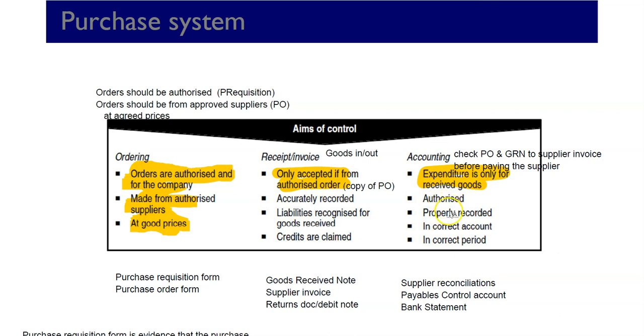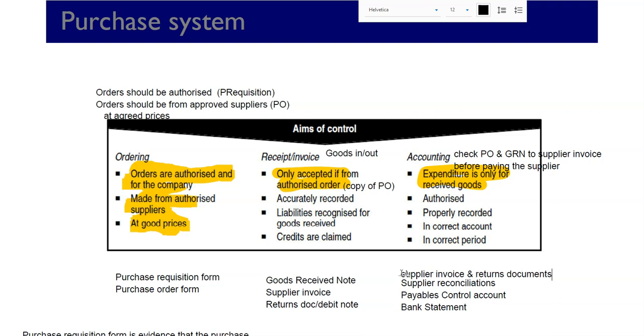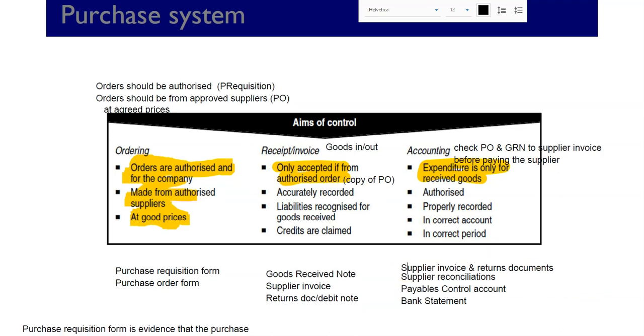And it says it must be authorized, properly recorded, correct account, correct period. Okay. And the key documents are supplier reconciliations. Once again, the supplier invoice, I suppose I could put there as well. And then the returns documents. If we've got return documents like a debit note or anything like that, and supplier invoices. So we'll just look at the controls then after that.